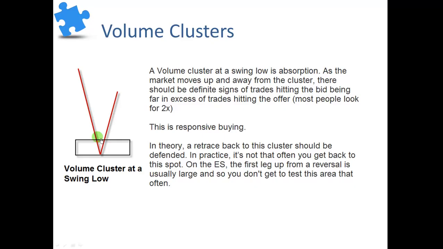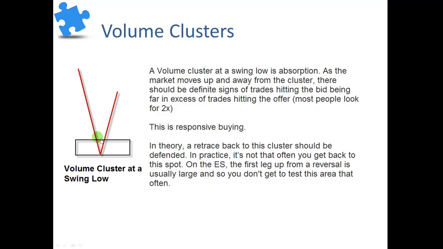The first leg up off the bottom on the ES is often 16 or so ticks, and those areas don't actually get retested that often when we put a major swing up off the low. On a smaller first move up, then if we move up 8 ticks off the low, then we're obviously a lot more likely to see a retest, a double bottom, that kind of thing.